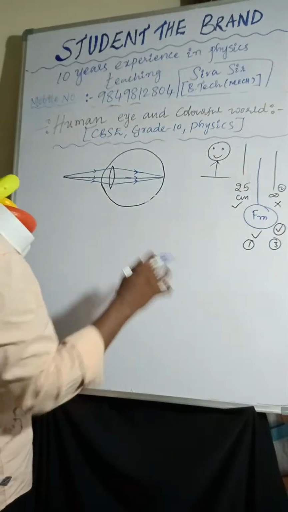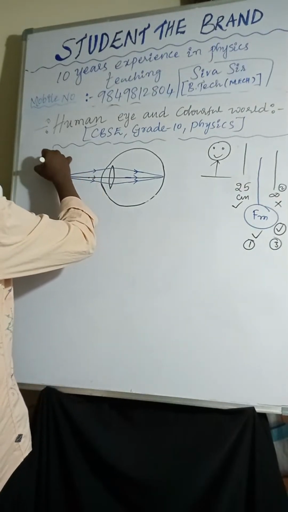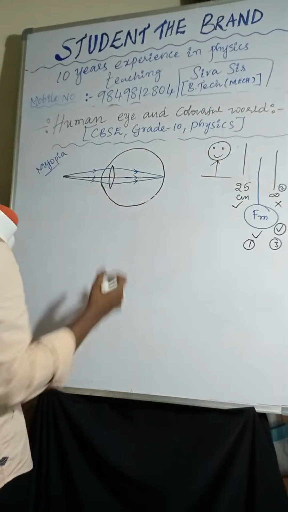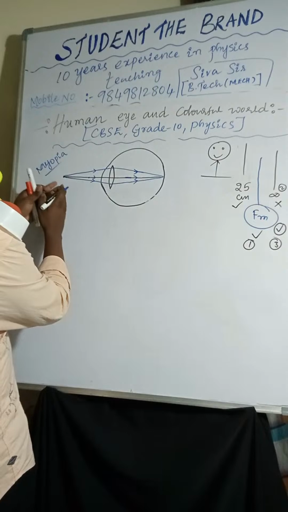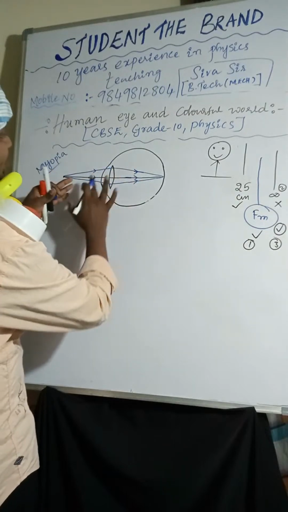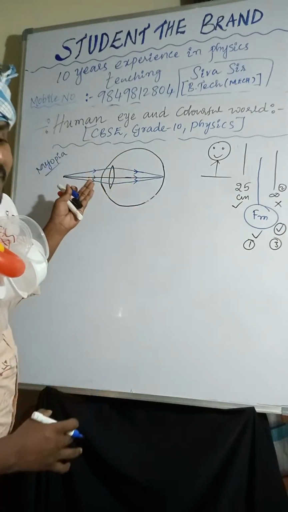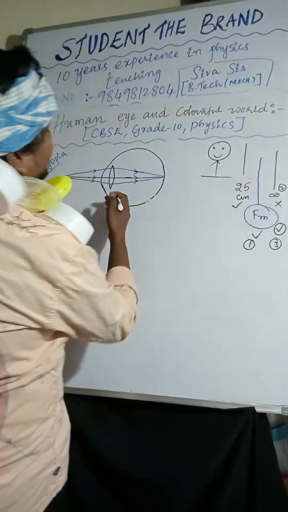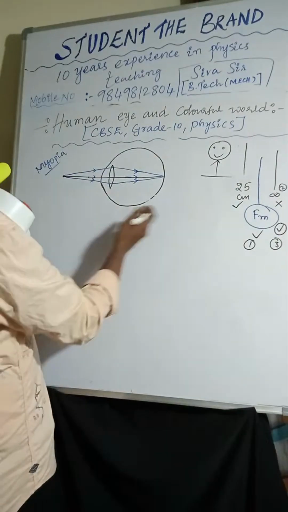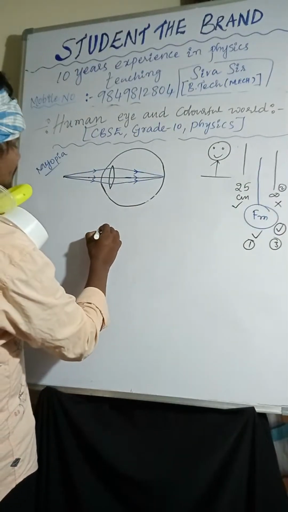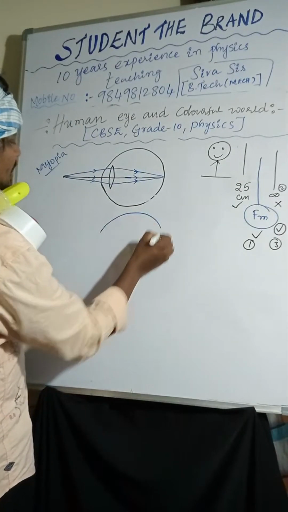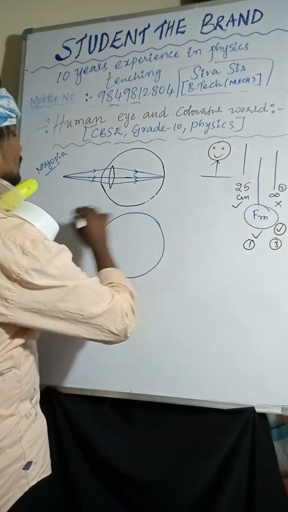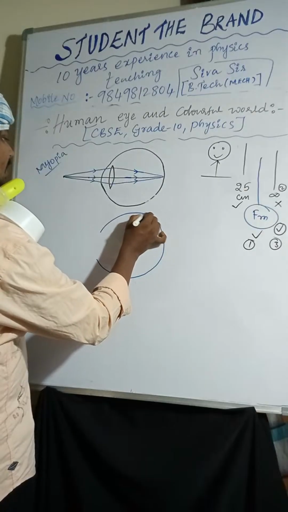Actually, myopia and hypermetropia are all refractive defects, because proper refraction does not take place. If the lens refracts the light rays properly, there won't be any defect. But if the light rays are coming from this point, the lens won't refract properly. That is the reason. So next diagram, you can observe.